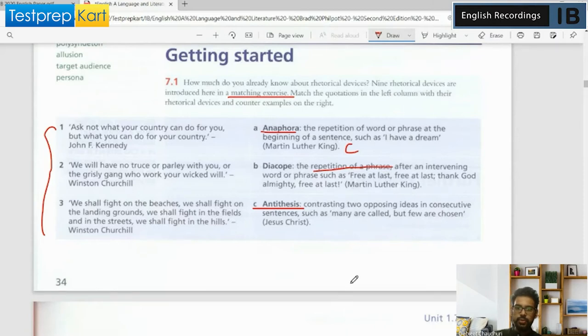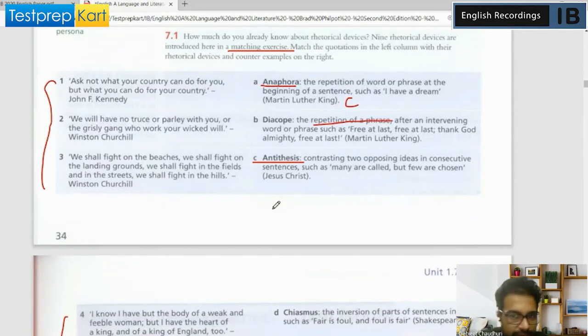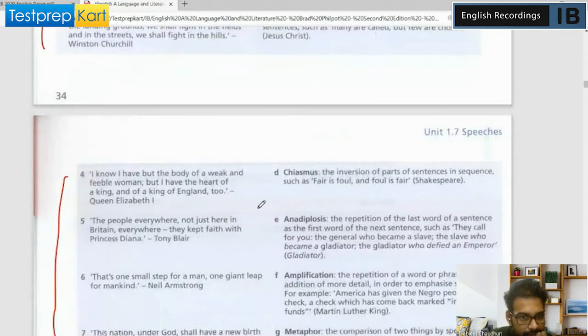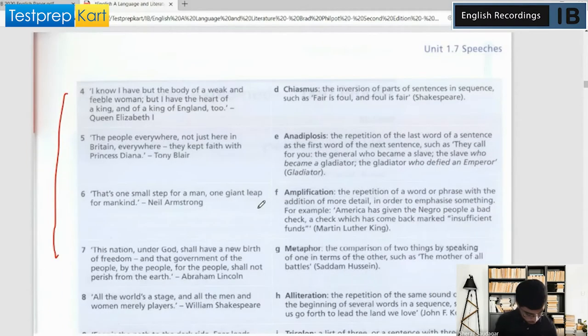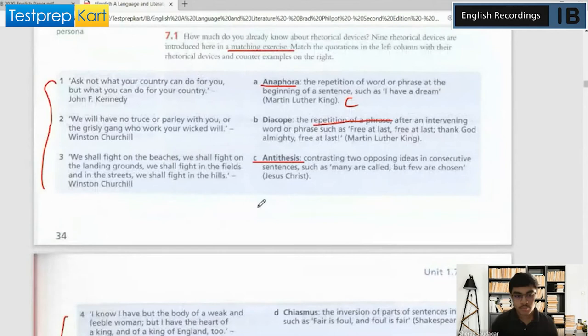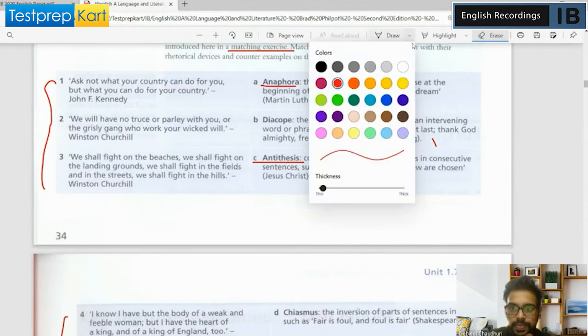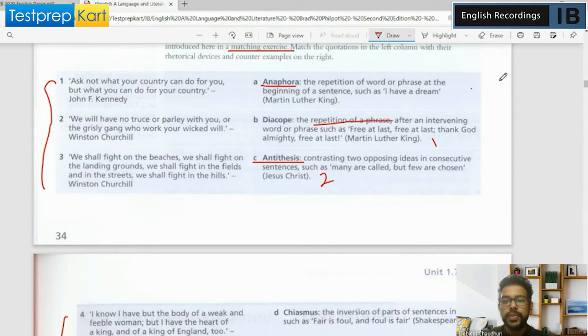Okay. B, diacopa. Let me see if C is the anaphora or the diacopa. I think for B it will be one, and for C it will be two. C, you think it's two, and for this you think it's one. One. The repetition of words or phrases at the beginning of a sentence. Anaphora.